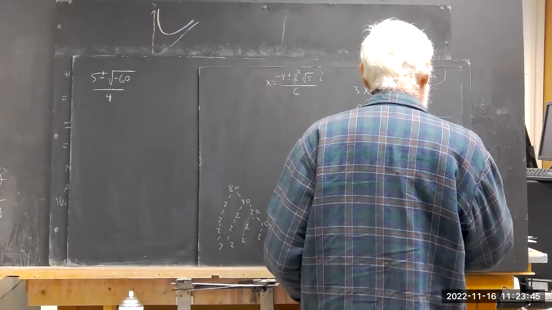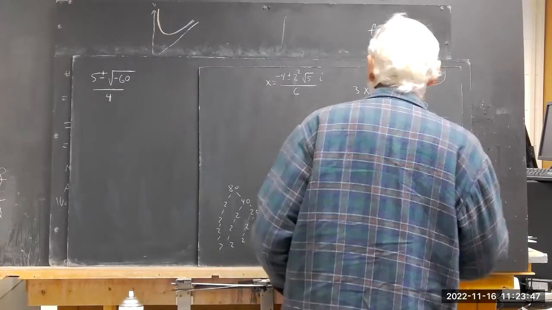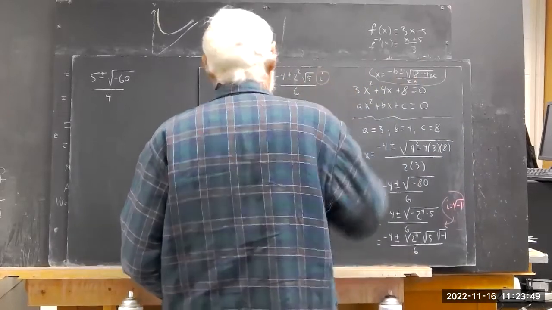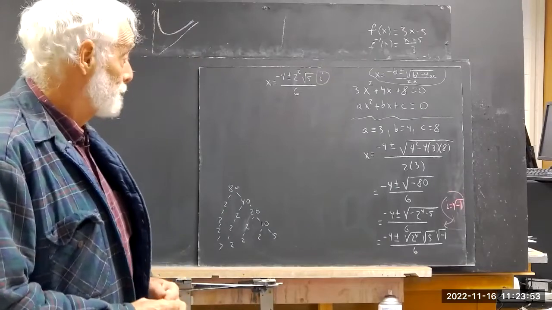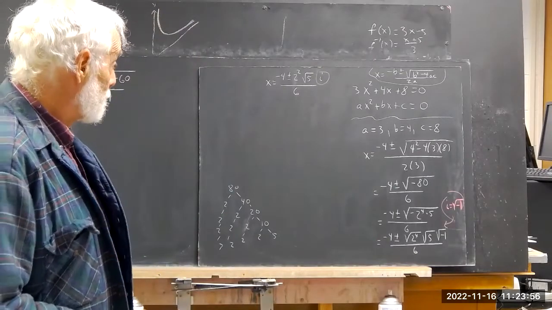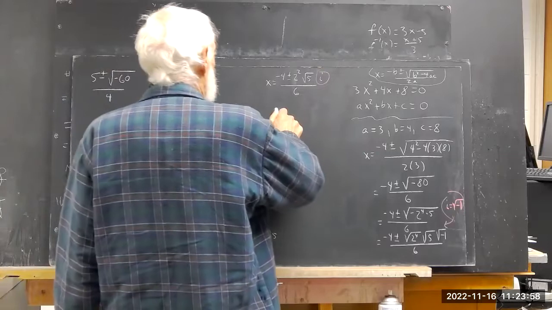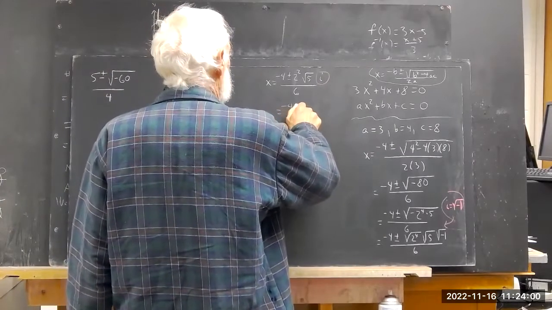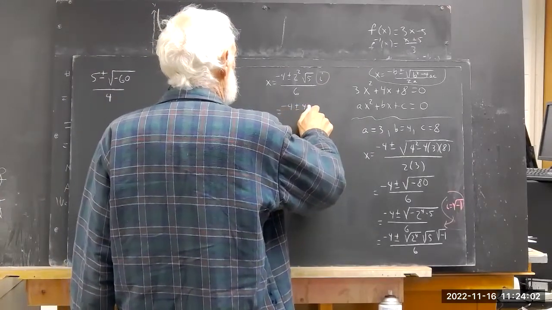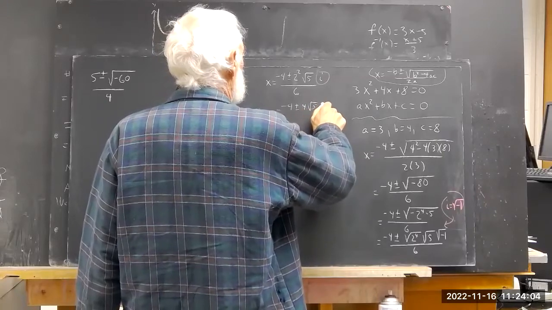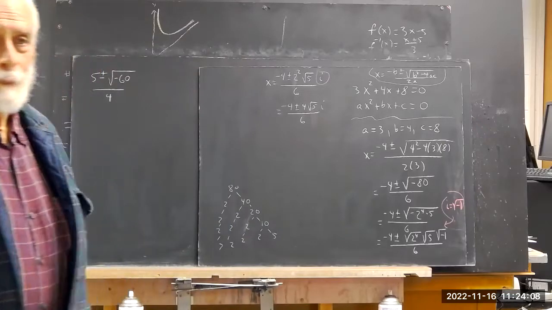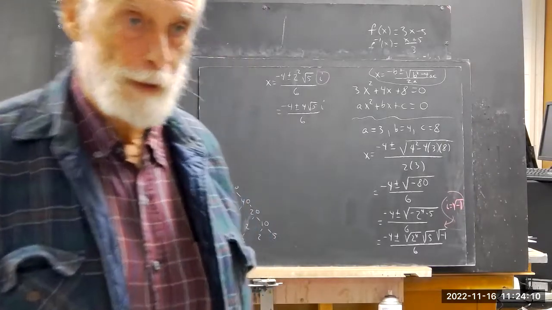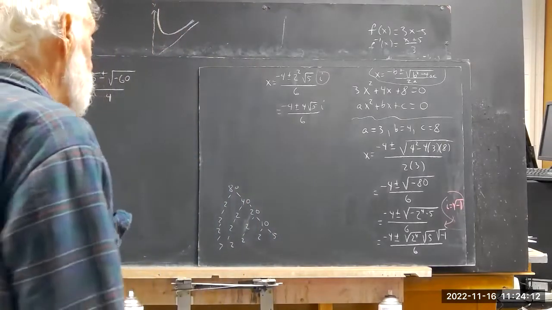I is the square root of negative 1. I'll put a little red circle around the I. And so that's negative 4 plus or minus 4 square root of 5 I over 6.